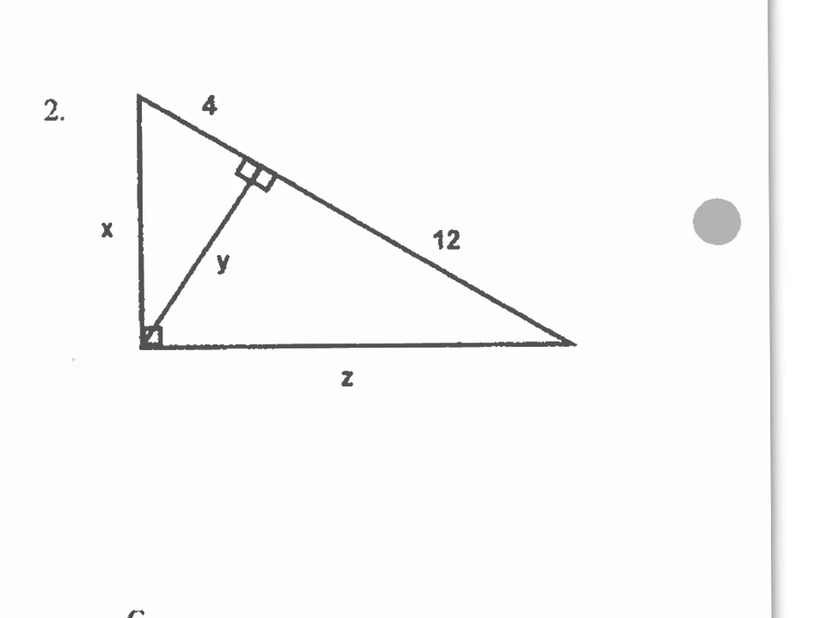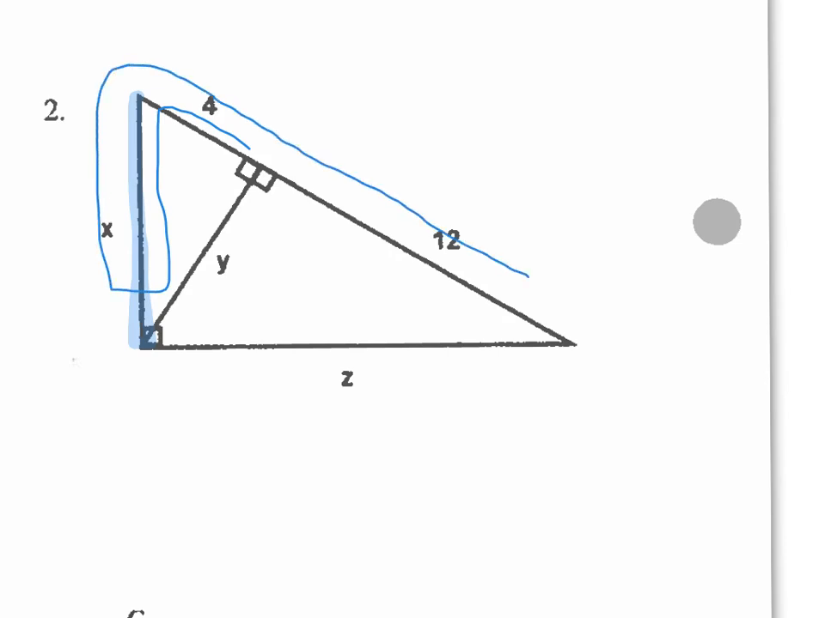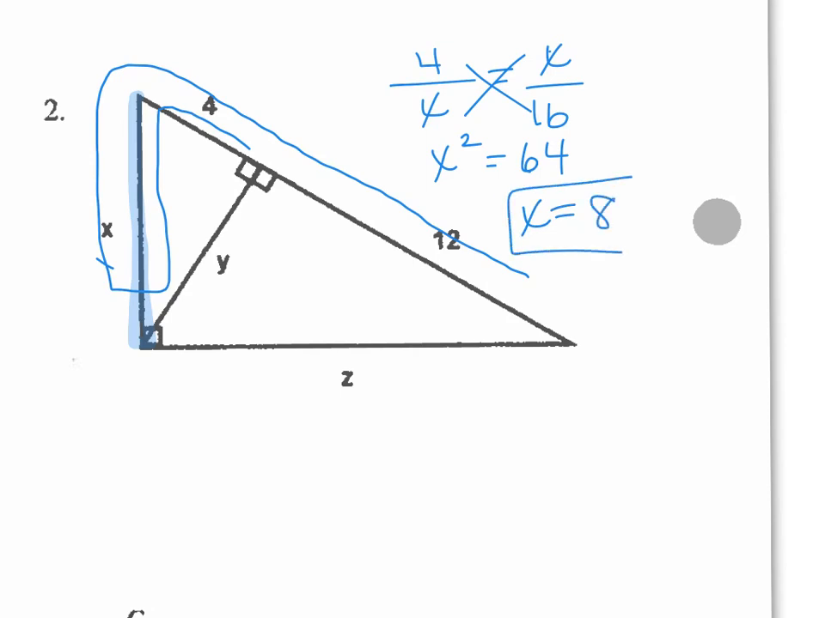If I go in numerical order, I'm going to find x first. Is x a leg or an altitude? It's the leg. So I have to do piece over the leg equals the leg over the whole thing. The piece closest is 4 over the leg, which is x, equals the other leg x over the whole thing. 4 and 12 makes 16. Cross multiply, I get 64. So x is 8.